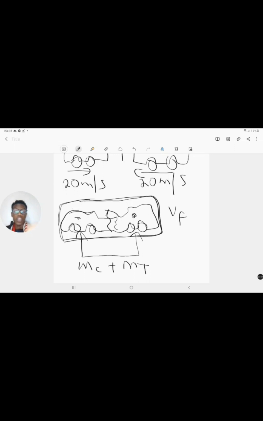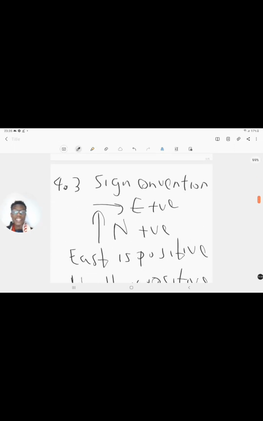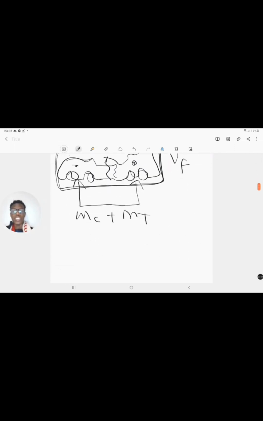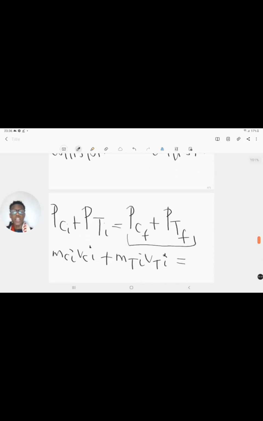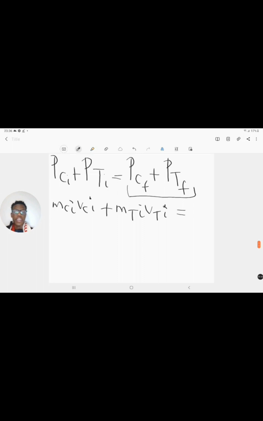They're acting as one. They are united. So their masses are combined, just like their velocity is combined. So if we go back down here, then you will agree with me that the total momentum can be expressed as the mass of the truck plus the mass of the car.